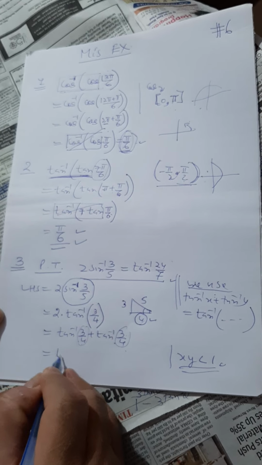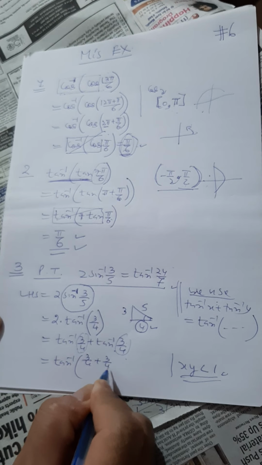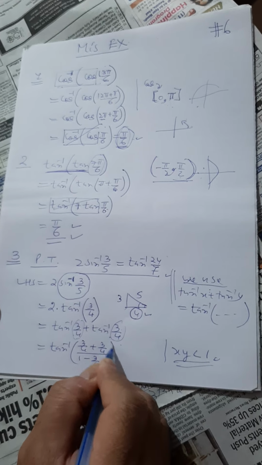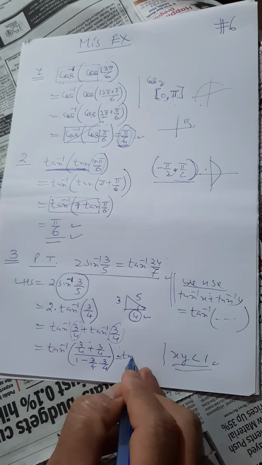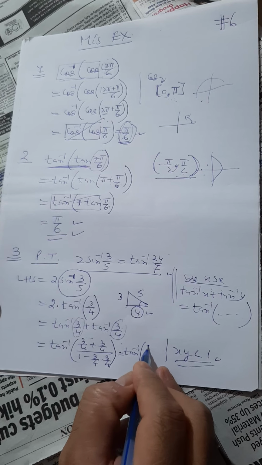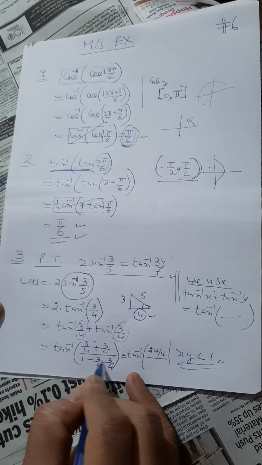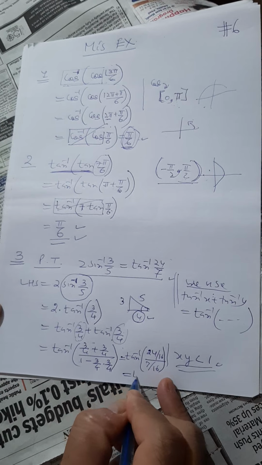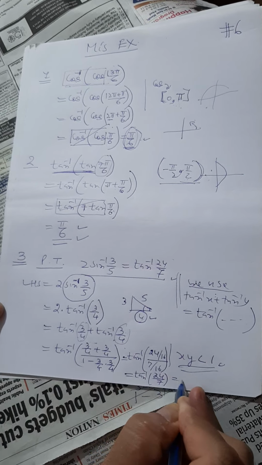So this is equal to tan inverse of 3 by 4 plus 3 by 4 upon 1 minus 3 by 4 into 3 by 4. Now you just simplify this. So here in tan inverse, you will get 12 plus 12, 24 by 16, upon 16 minus 9, which is 7 by 16. So finally you will get tan inverse 24 by 7. That is your RHS.